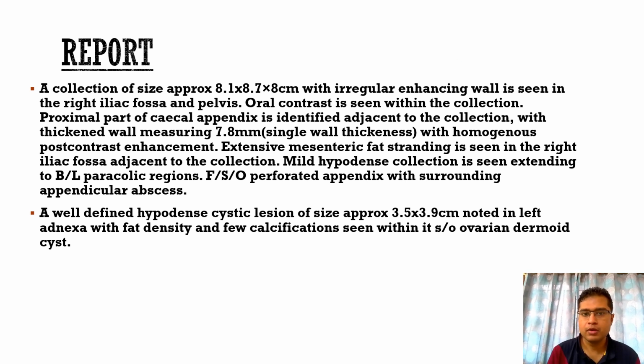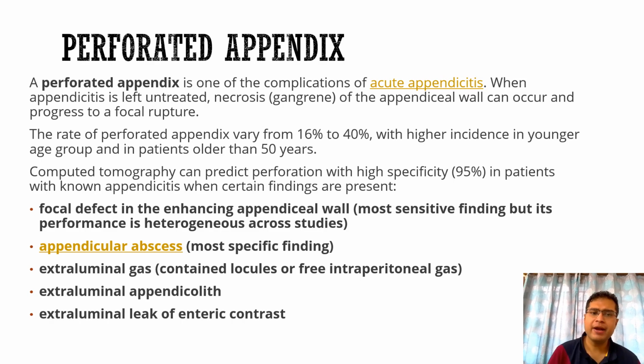So what exactly is a perforated appendix? Perforated appendix is one of the complications of acute appendicitis. When it is left untreated, the wall becomes gangrenous and there is a focal rupture. The incidence is seen more in younger age groups as well as patients older than 50 years. And since she was a 65-year-old female, this was a presentation that was seen.